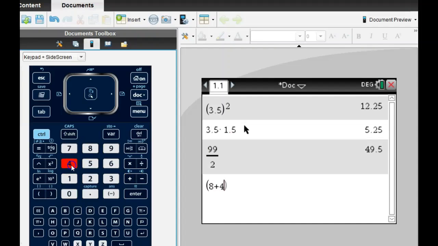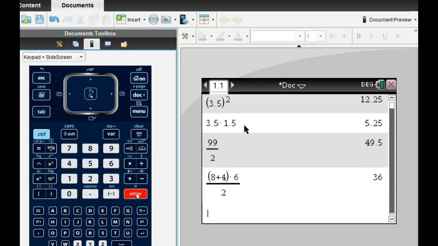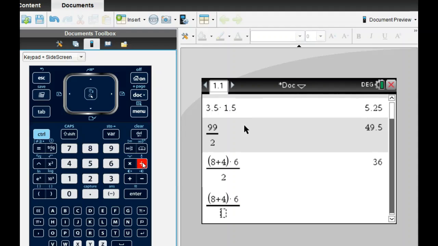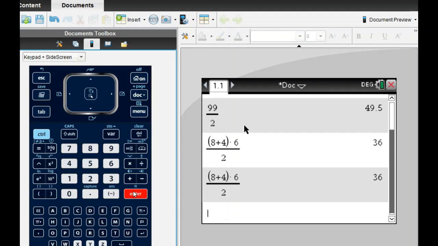Parentheses 8 plus 4 parentheses times 6 divided by 2. You can do it like that. You could have pressed Control Divide and made a big old fraction. I'll show you how it's the same thing, okay? See how it fixed it for me? If you do parentheses 8 plus 4 parentheses times 6, Control Divide, big fraction, over 2, see how it's literally the same thing. So whether you hit Control Divide or just divide, you get the same answer, 36.